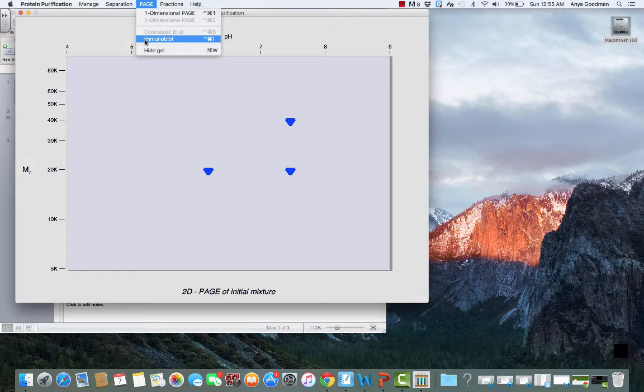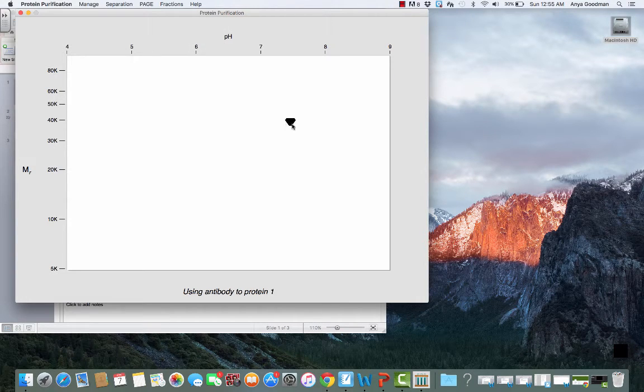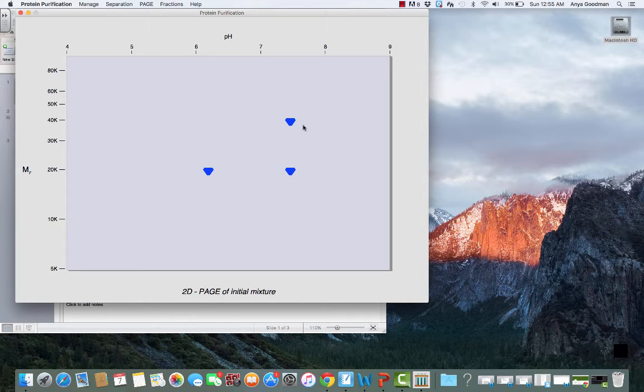We can use immunoblot, a technique that allows you to visualize interaction between a specific antibody and the protein that antibody targets, and we have an antibody against protein 1. Here's our spot. Right, so from here we know that we need to separate protein 1 from 2 contaminants, and the most salient difference between them is in the size. This one is 40 kilodalton, both of the contaminants are 20, so we should be separating by size. What separation technique allows us to separate by size?